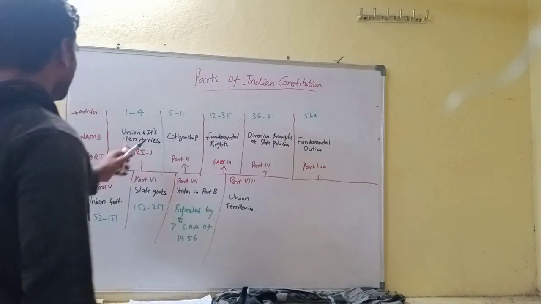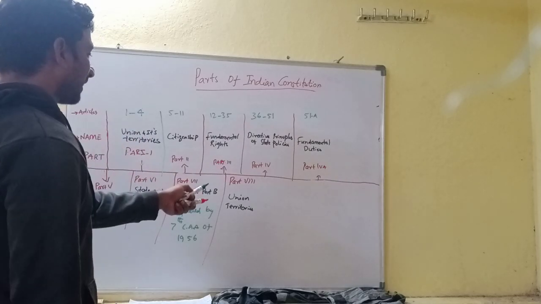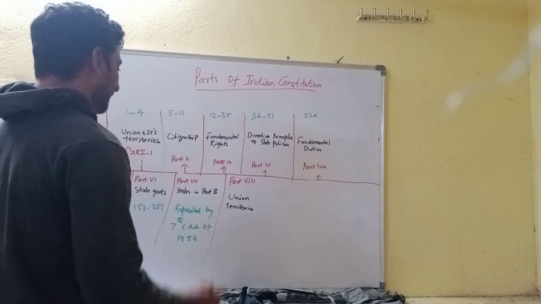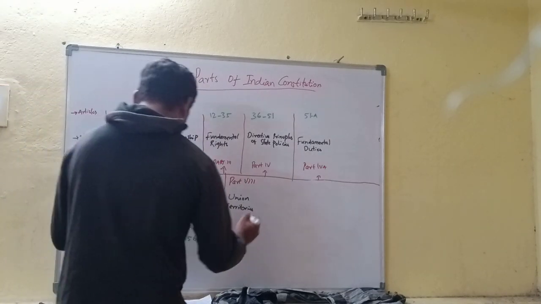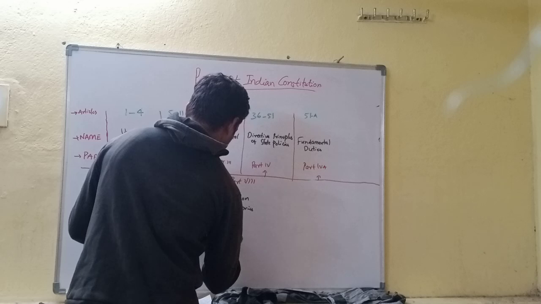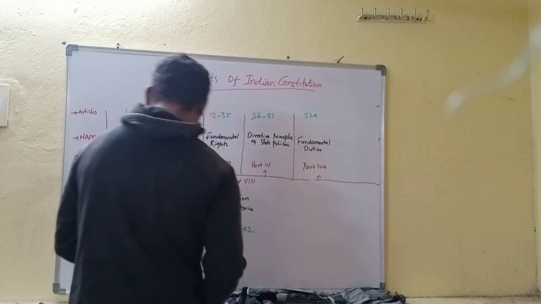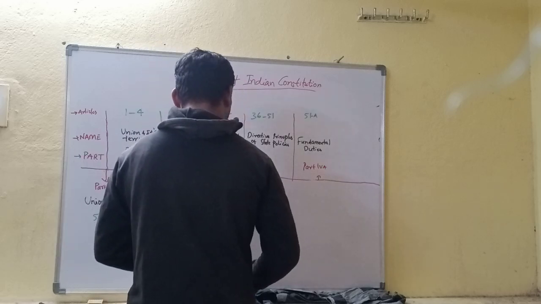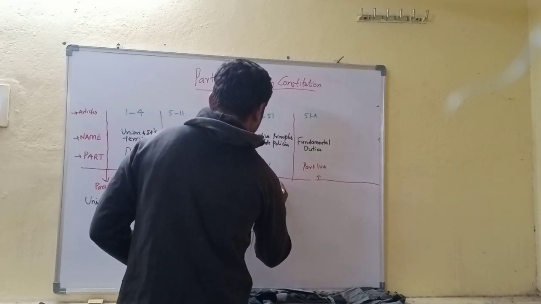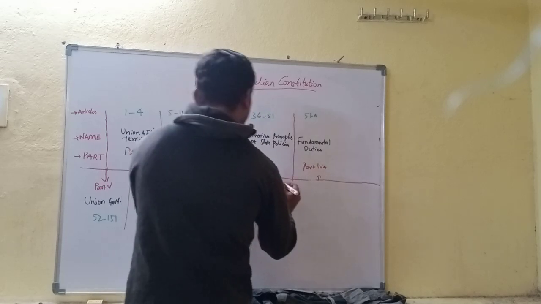Part 1 tells about the Union and its territories. That means Union territories will come in also. But Part 8 especially tells about Union territories. Articles 239 to 242. Part 8 is over. Next, Part 9.